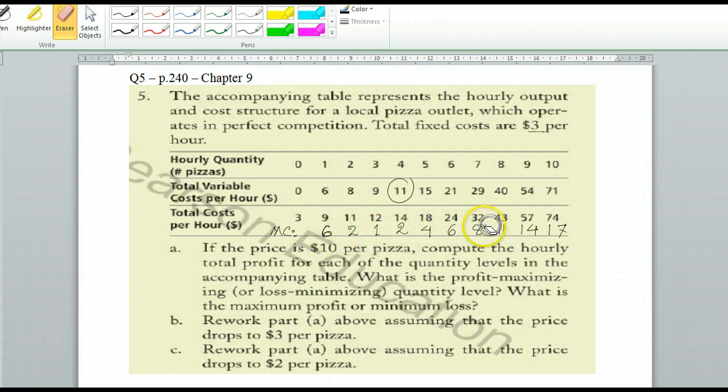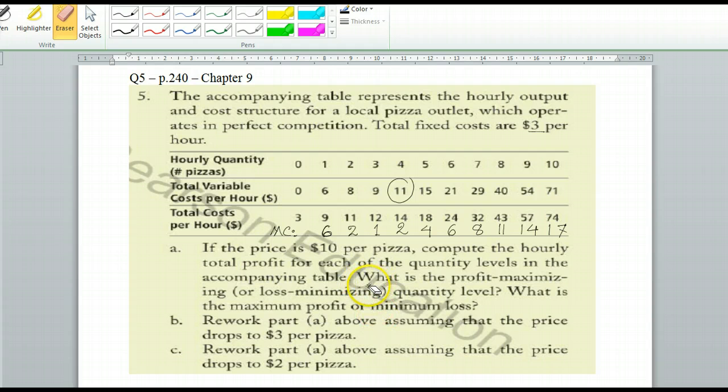So here the marginal costs are given, and part A asks you, if the price is $10 per pizza, compute the hourly total profit for each of the quantity levels in the accompanying table. I am not going to compute the total profit for each of the quantities, but all you need to do is find the difference between total revenue and total cost for each of these quantities. Total revenue would simply be the price times the corresponding quantity, and total cost is given here, so you can solve that.